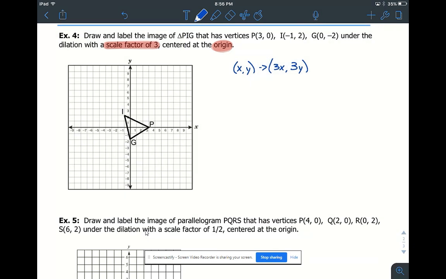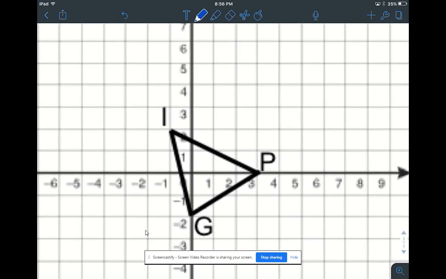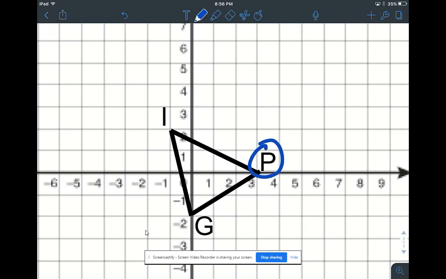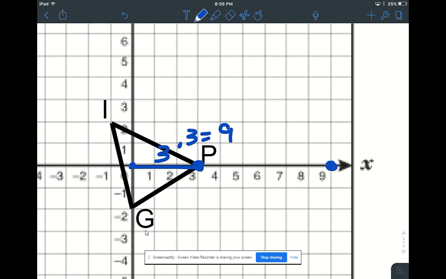So we want to enlarge this triangle by 3. So here's what we're going to do. I'm going to start with P because it was triangle PIG. So P is 3 units away from the origin. So what we're going to do is multiply that by 3. So we're 3 units away here, and multiply that by 3. So that means P prime needs to be 9 units away from the origin. So here's P prime. Got it?